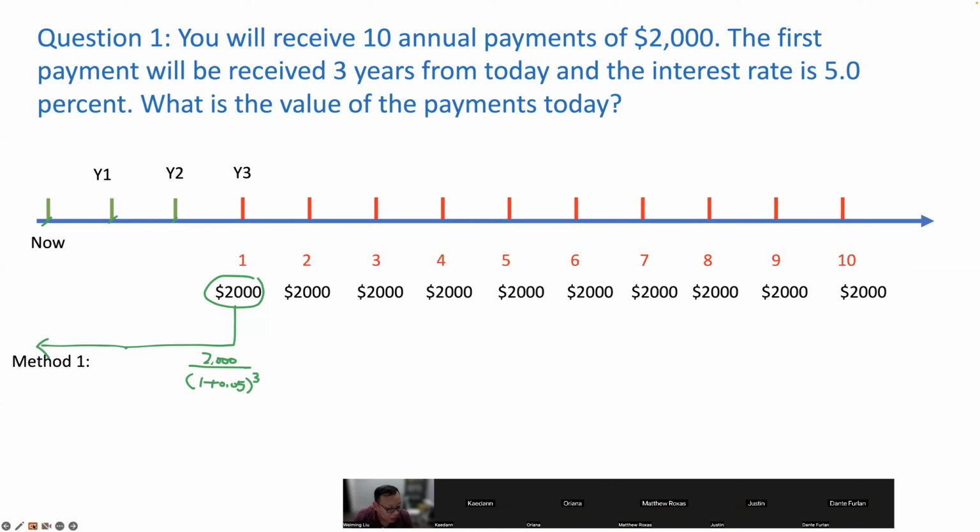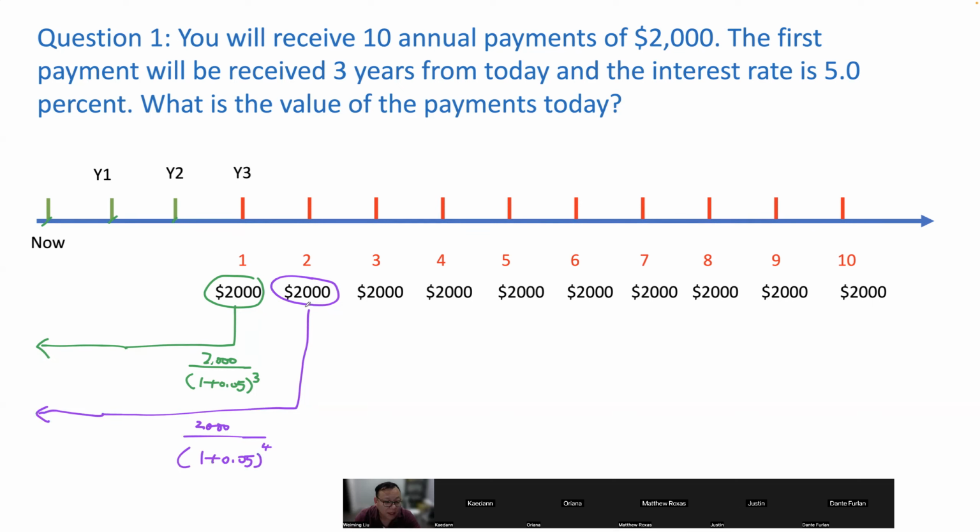So now for the next one, I also need to discount it to the present value. This time, it's 2,000 divided by 1 plus 0.05 to the power of 4, right? Because for this cash flow, there are 4 years: 1, 2, 3, 4. Then you just keep going. And if you want to know the value of the payments, you add up all these discounted numbers.